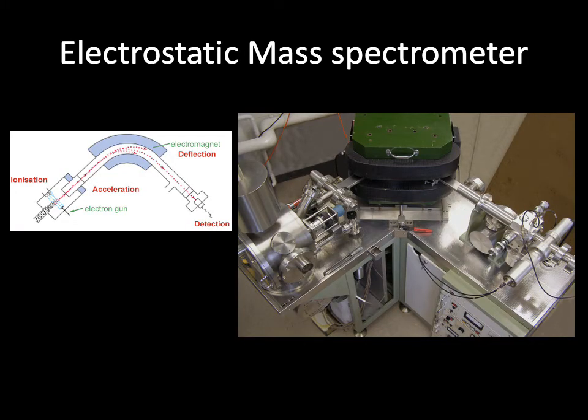We also have the electrostatic mass spectrometer. It's quite similar to the one that we looked at before. Here, again, the sample is injected, it's ionized in a vacuum, and then it passes through this electromagnet, and you get deflection, and then these move towards the detection.